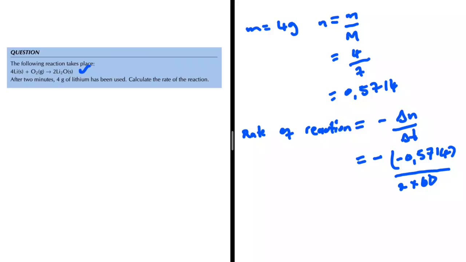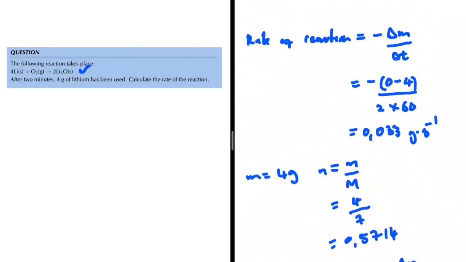0.5714 divided by 120. This is equal to 0.0048 moles per second. There we go. This would be the rate of reaction in moles per second. And what we calculated above would be the rate of reaction in grams per second.